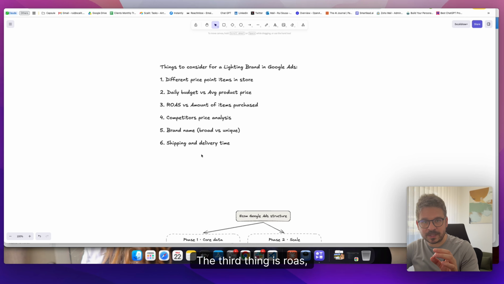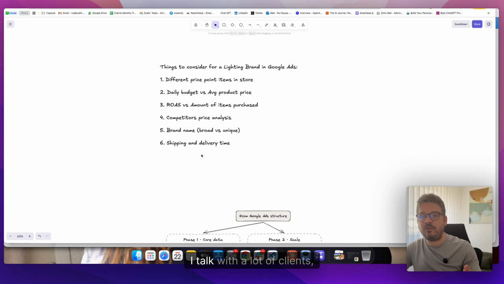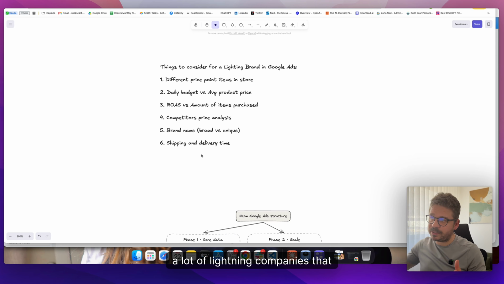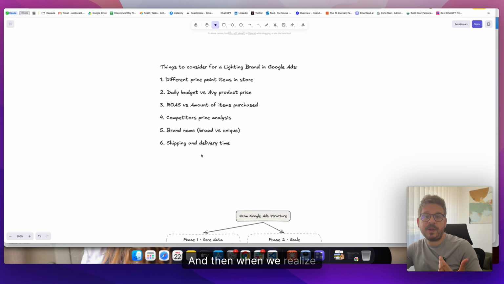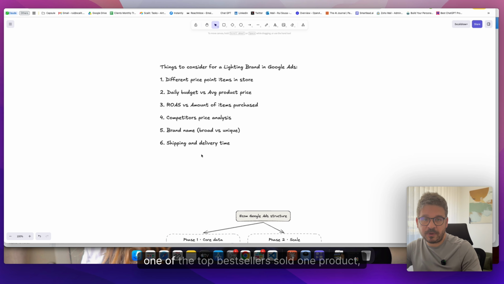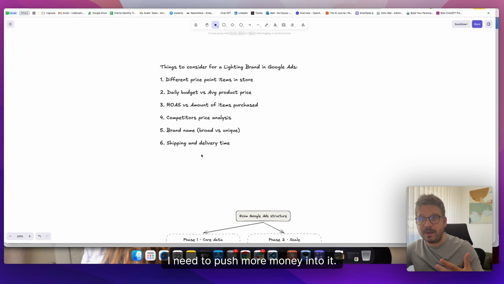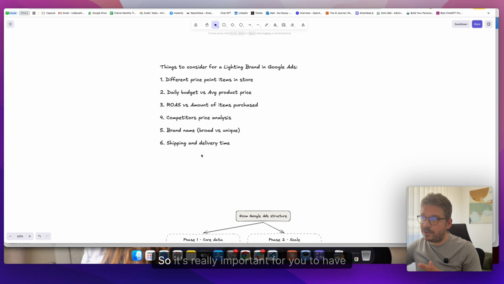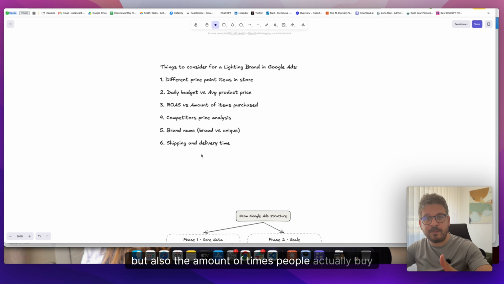The third thing is ROAS, return on ad spend, versus the amount of intent to purchase. What I mean by that is that I talk with a lot of clients, a lot of lighting companies, that say, oh, these are our top 5 bestsellers, right? And then we realize one of the top bestsellers sold one product, but as it's so expensive, the ROAS is like 10. And the client thinks, and you think, oh, this is a bestseller, I need to push more money into it, but actually it just got one sale. So it's really important for you to have an understanding between the ROAS, the return of a specific product, but also the amount of times people actually buy from it.